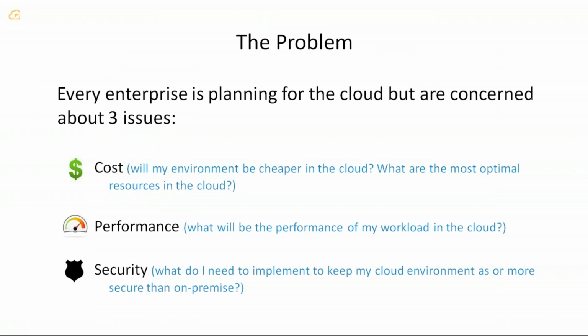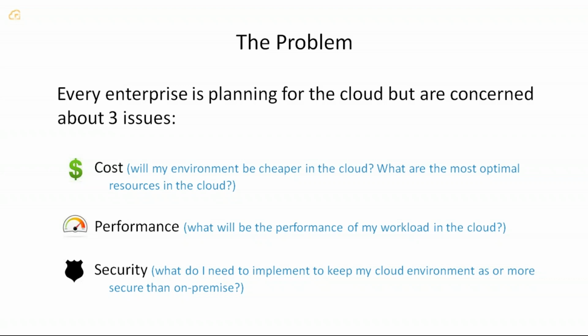So let's drill down a little bit from a workload perspective. What is the problem? Every enterprise out there is planning for the cloud, but they're concerned about three issues when it comes to migrating their workloads: cost, performance, and security. In terms of cost, they are concerned about the cost in the cloud. Will the environment be cheaper in the cloud? What are the most optimal resources in the cloud? And also, there's a perception that there are cost surprises in the cloud.